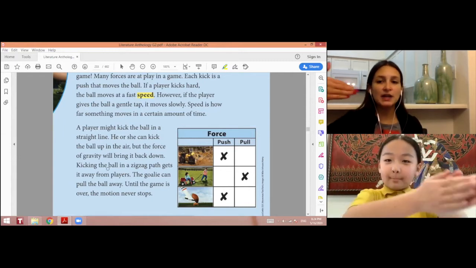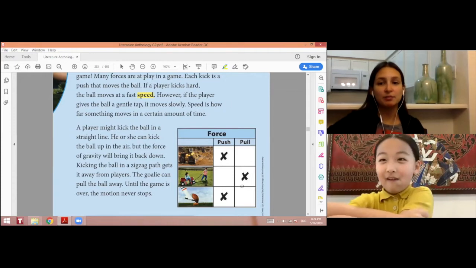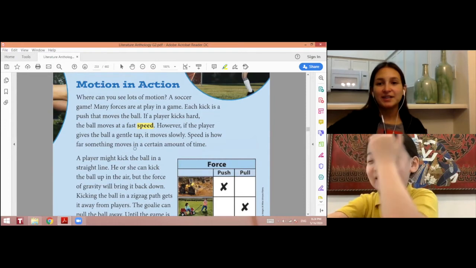Okay, so a zigzag path. So a zigzag is exactly just like my highlighter was going all over the place, right? Yeah. That's very funny.